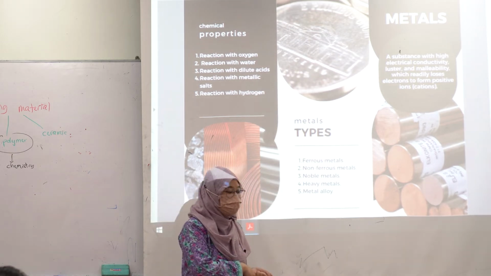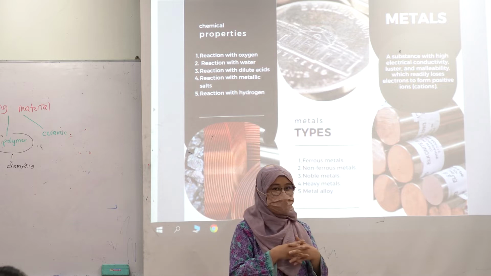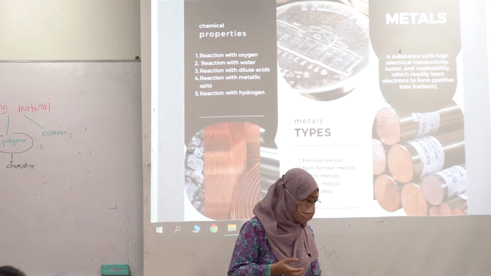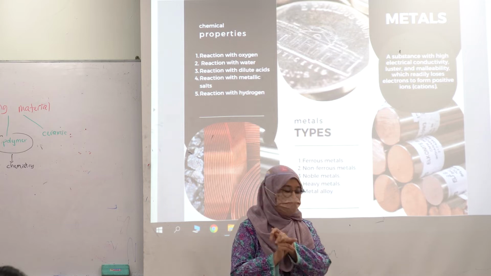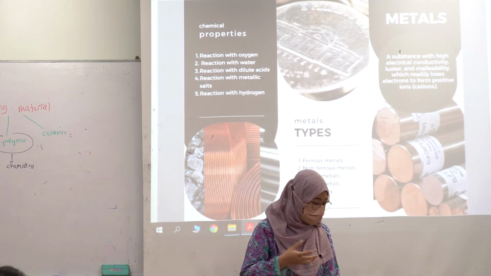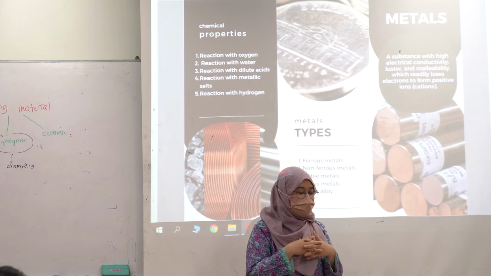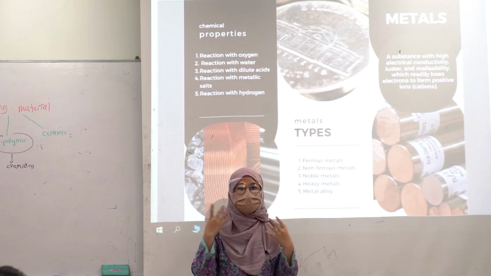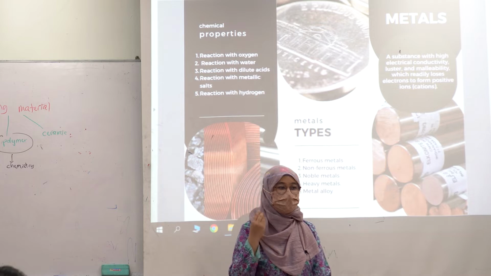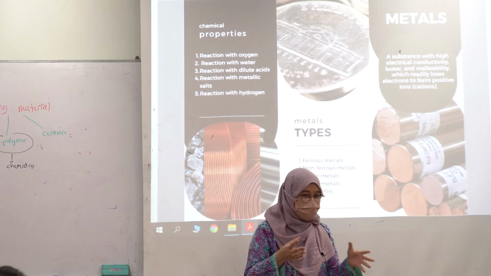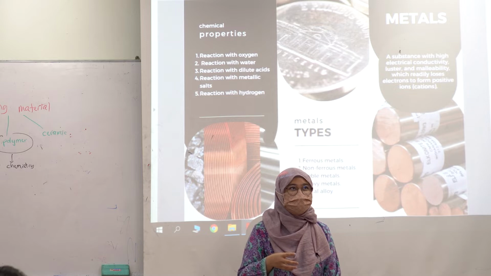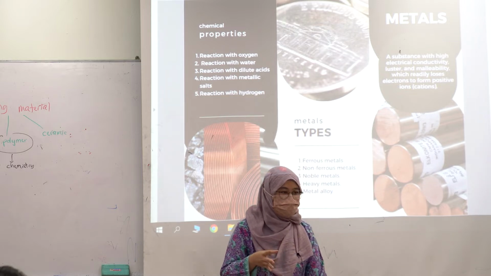The first one is ferrous metal. Ferrous metal is actually iron that is combined with carbon. So there are 2 types of ferrous metal. One is cast iron and one is steel. So cast iron is a metal that has a higher carbon content than iron. So it is more ductile and more corrosion resistant. Means it corrodes.